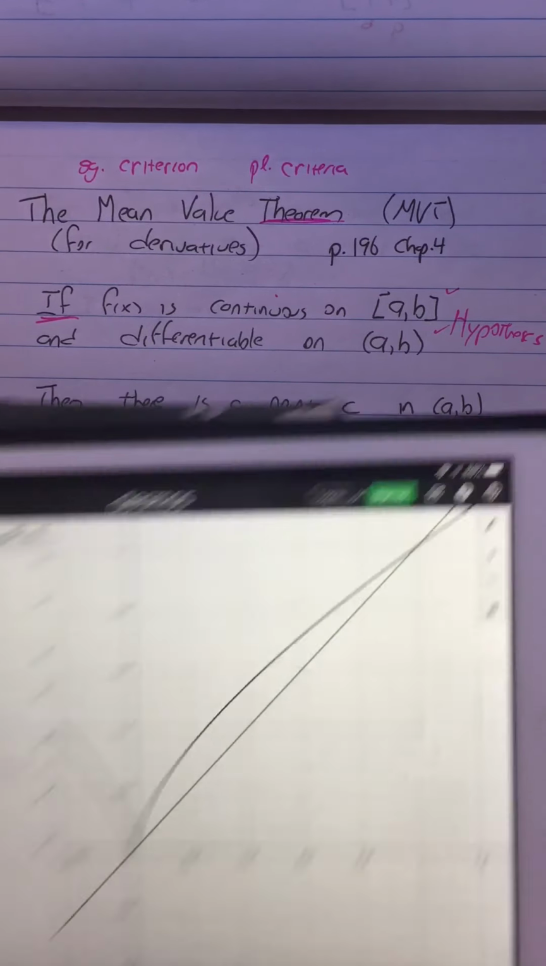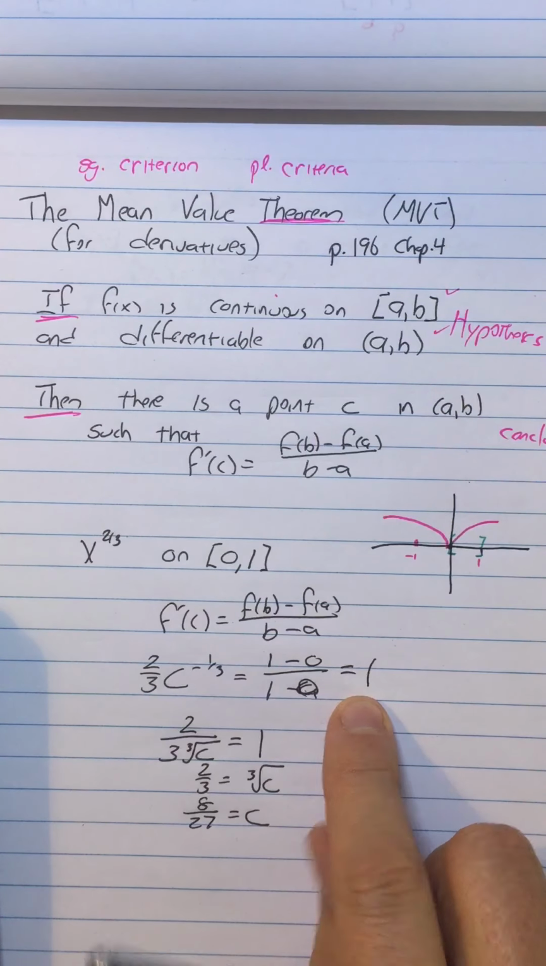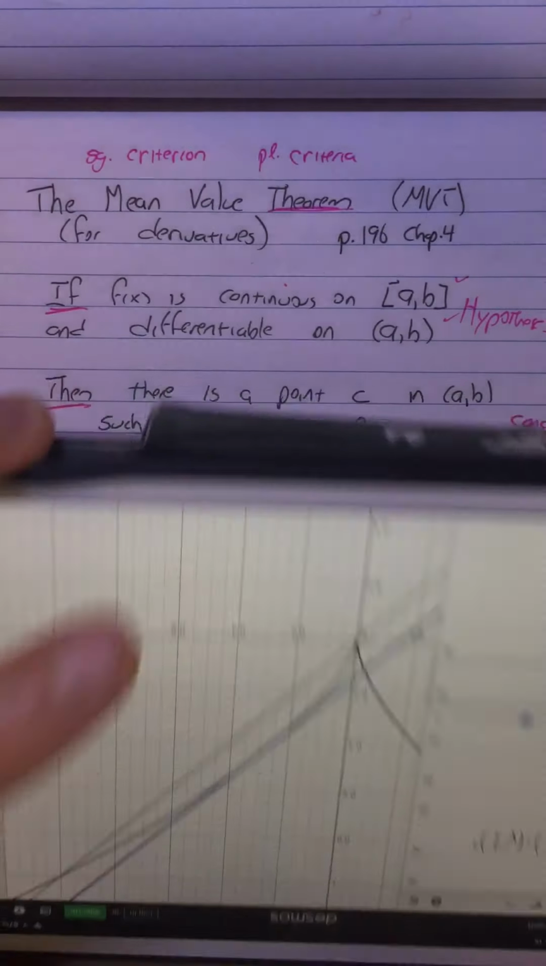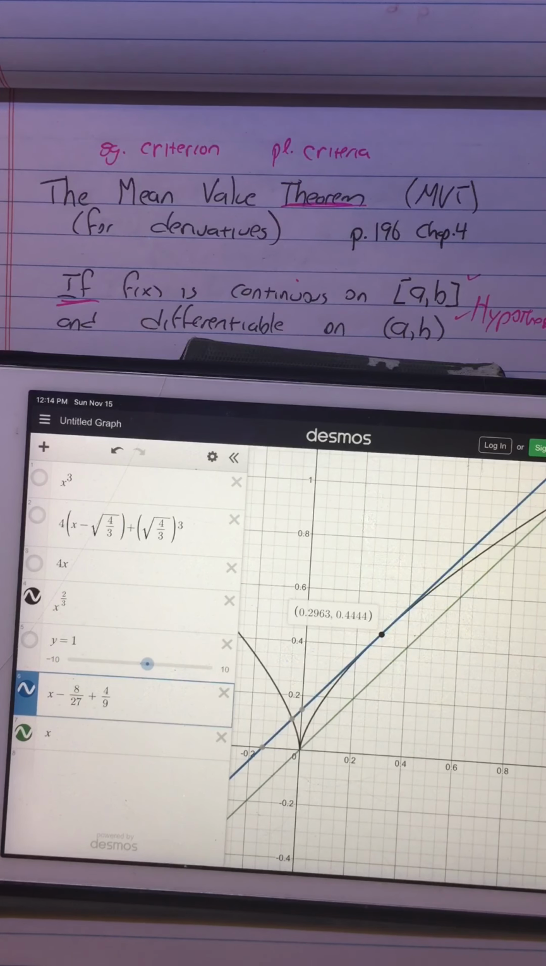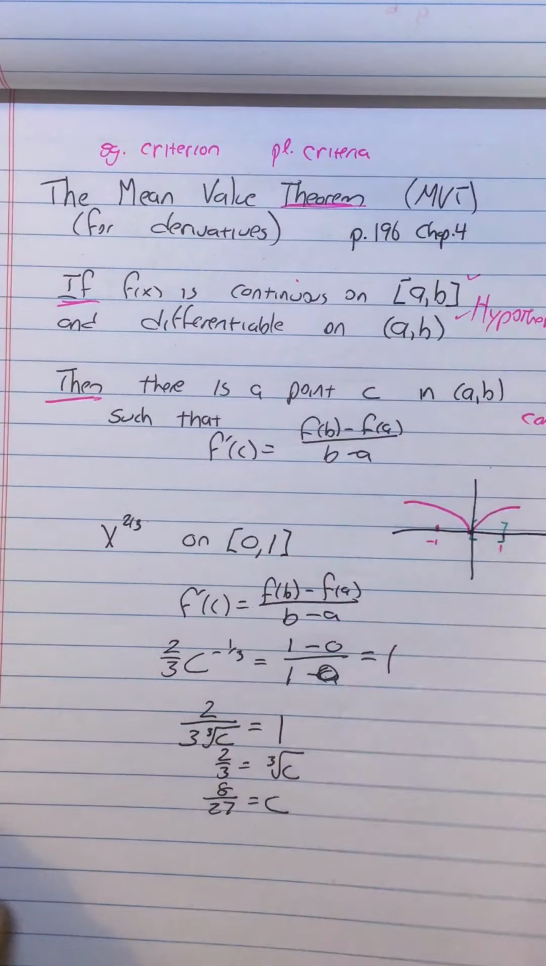Once you know that the coordinates of the point are 8/27 and the slope is 1, we can easily get the equation of the tangent. I found the equation of the tangent here, and there it is. We can see that nice tangent line that is parallel to the secant line at the point. That point is supposed to be 8/27. Let me flip over. This is supposed to be 8/27 right there. 0.2963, is that 8/27? Sure it is. Next we will look at some more.